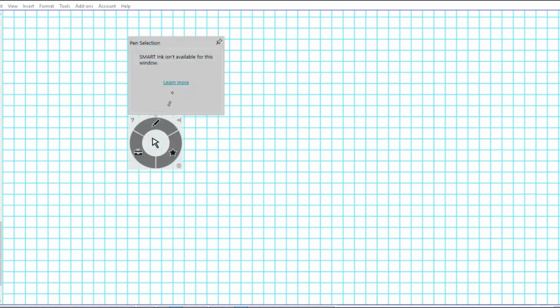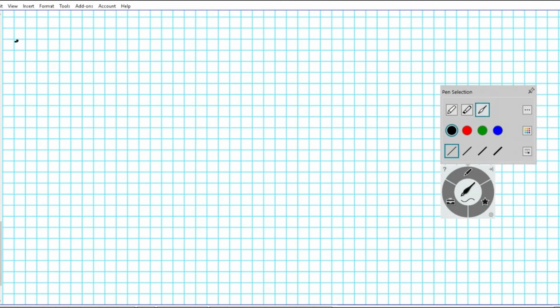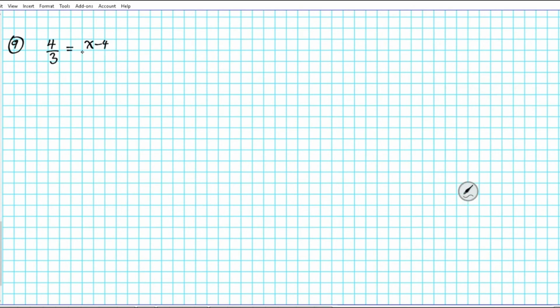Alright, moving right along, let's take a look at question 9. So for question 9, let's say we have the proportion given by 4 over 3 is equal to x minus 4 divided by x plus 2.